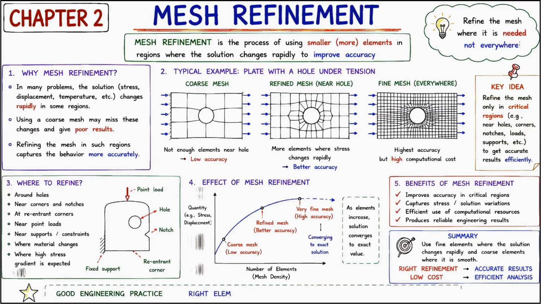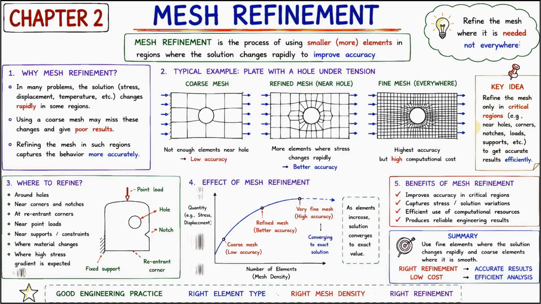Now the next question is, where should mesh refinement be applied? Typically, refinement is needed around holes, sharp corners, notches, re-entrant corners, concentrated loads, supports, and locations where different materials meet. These are the regions where stress gradients are highest.